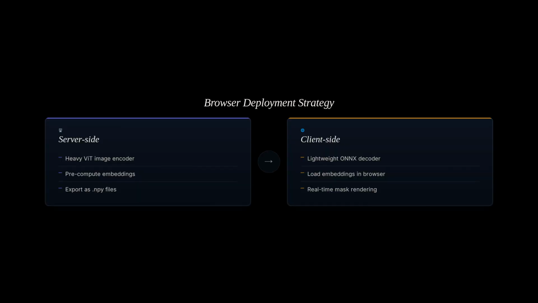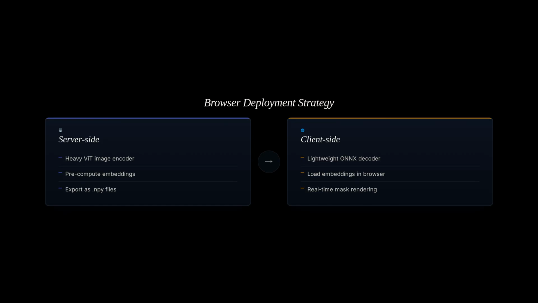SAM splits itself for web deployment. The heavy image encoder runs server-side. You pre-compute embeddings in Python and export them as NumPy files. Then the lightweight ONNX decoder runs client-side in the browser using WebAssembly. It's like a restaurant that preps everything in a central kitchen but sends a chef to your house to do the quick final cooking. The browser loads those embeddings and responds to your mouse in real time with no server round trip.